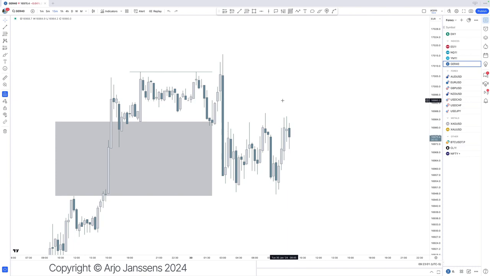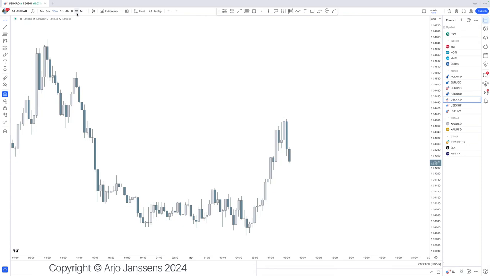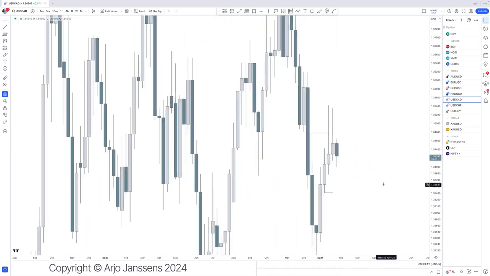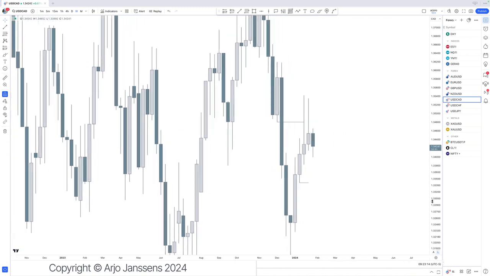Let's see. US dollar, Canadian dollar looks juicy. Weekly order block plus fair value gap. Got a 4-hour steal. Let me see. Let's see. Weekly right here. Yeah, this is quite nice.